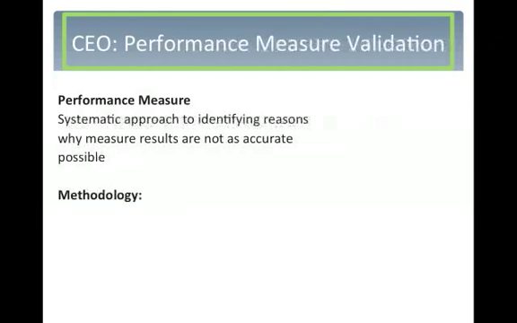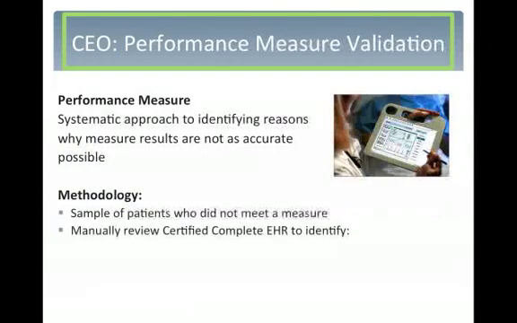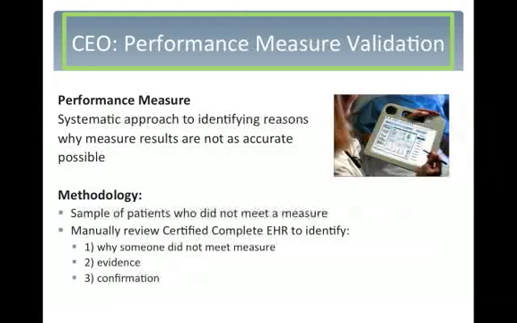The health center takes a sample of patients not meeting the measures. The next step is to manually review a sample of chart data in the Certified Complete EHR to identify 3 items. Why someone did not meet the measure. For example, perhaps there was a valid exclusion. We then look for evidence that the measure was indeed met but not captured. And the third step is to verify that the patient really did fail the measure.